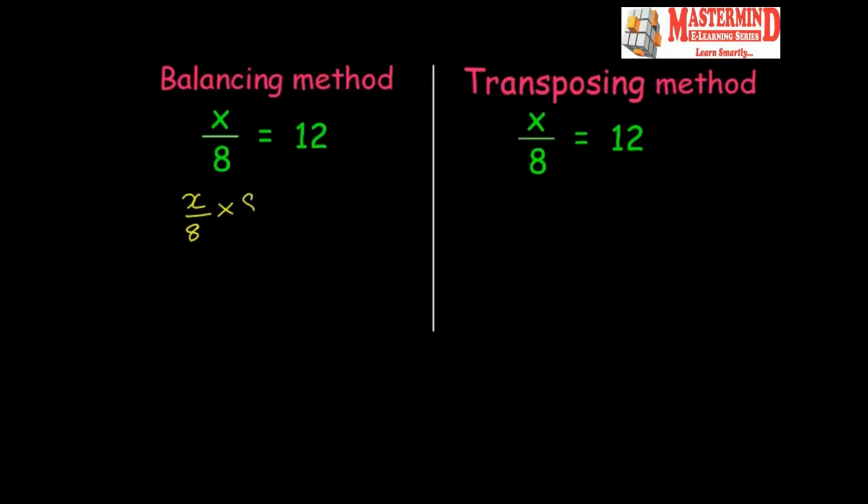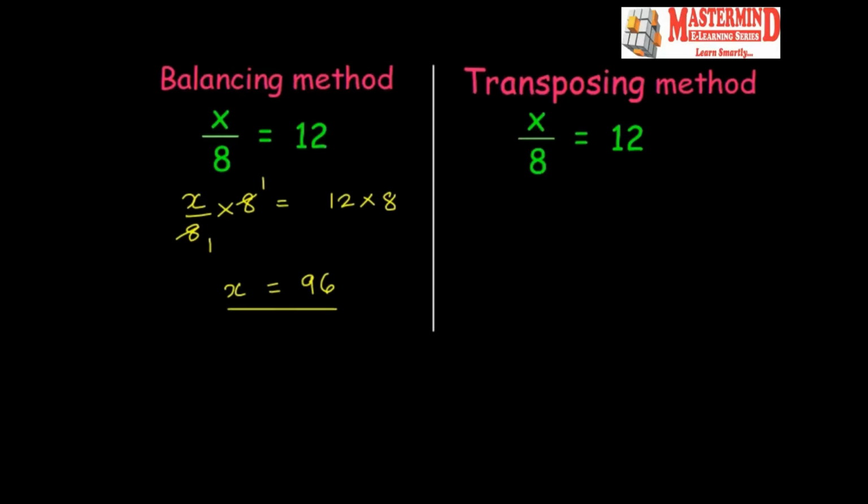So I will have to multiply, because opposite of division is multiplication. So I multiply by 8 on both sides. And then by multiplication, these both 8s will get cancelled off and x will remain alone on left hand side. And we have 12 8s are 96 on the right hand side. So this is our solution.